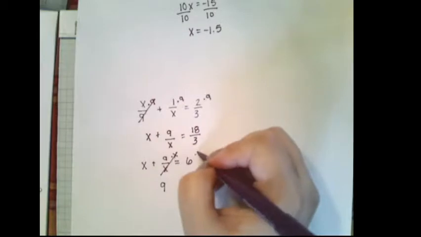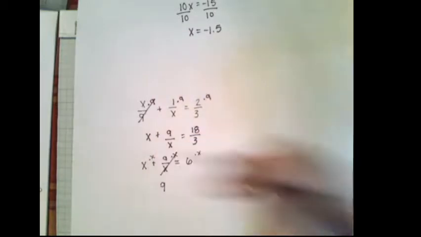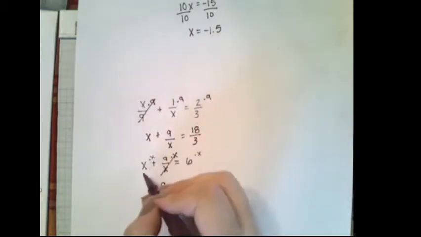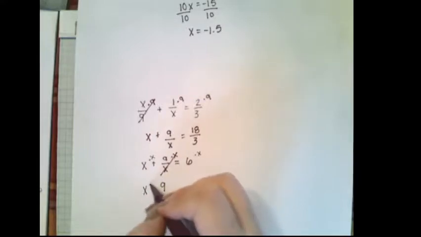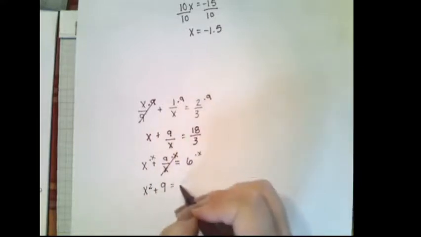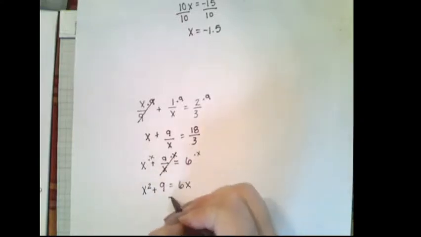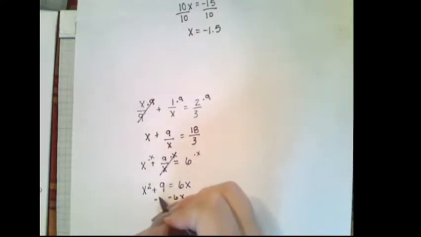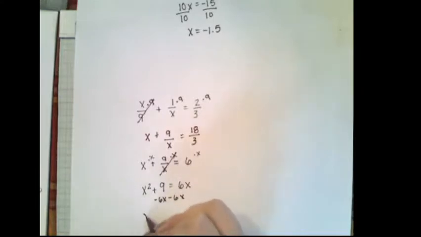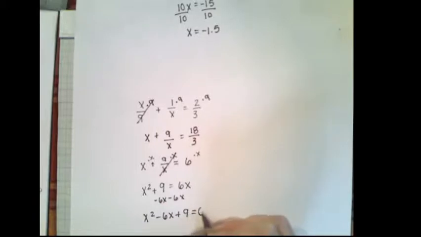And don't forget to multiply every term by x. So we have x times x, we have x squared plus 9 equals 6x. Well, if you notice this problem, it's actually a parabola because we have an x squared. So we need to make sure this parabola is equal to 0 before we start solving it. And then we could either use quadratic formula or our diamond rectangle.